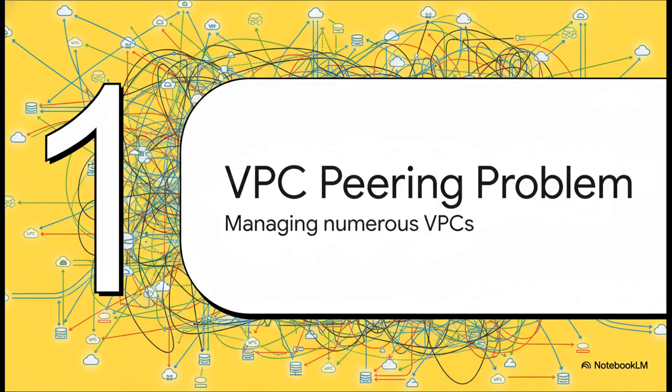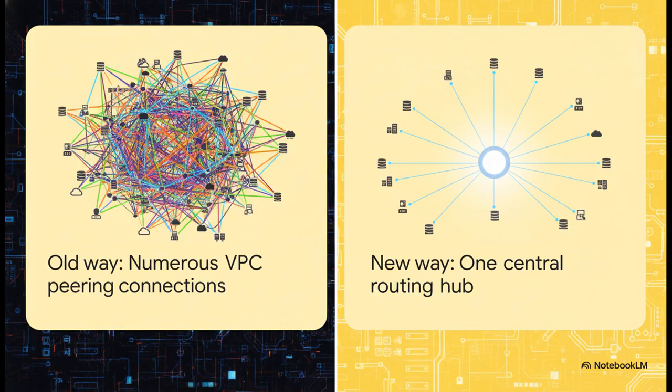Okay, section 1. Let's start with that tangled network nightmare that plagues so many cloud architects today. The core issue here is really just a matter of scale. The old way relies on this totally messy web of peer-to-peer links. If every single VPC has to connect directly to every other VPC, the math just gets crazy and the number of connections scales completely out of control. The new way, though, relies on one single elegant routing hub. Instead of connecting every VPC to each other, you just connect them all to one central point. It's a fundamental shift in how you look at your cloud topography.